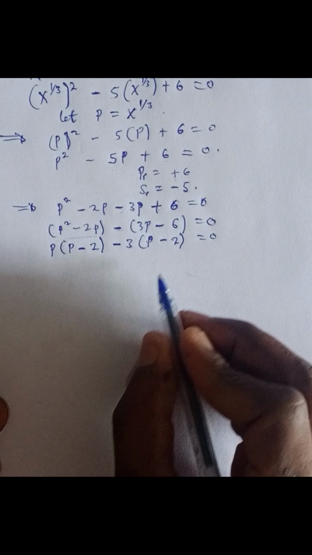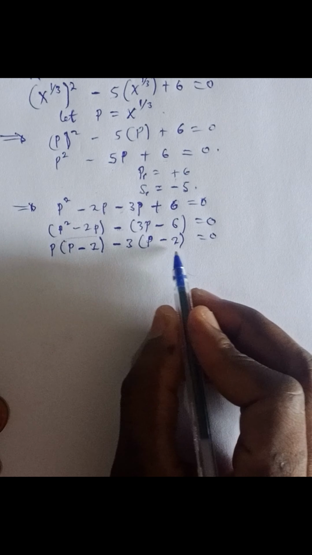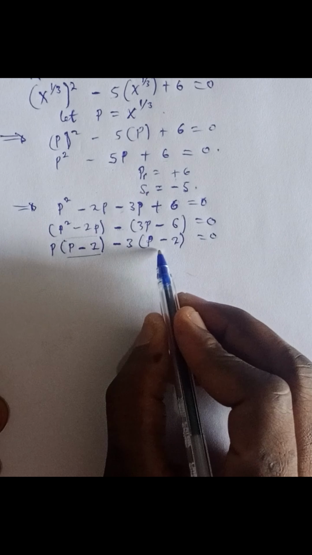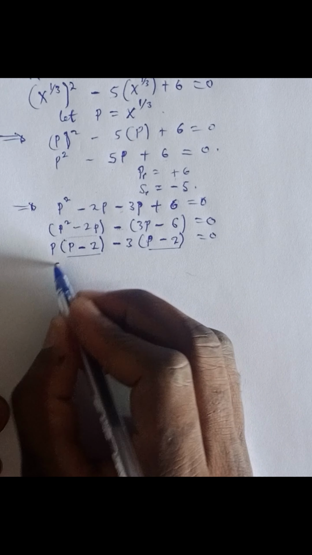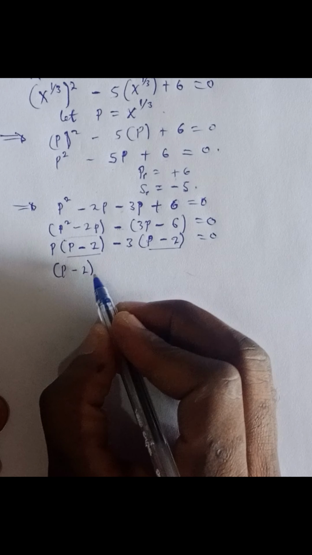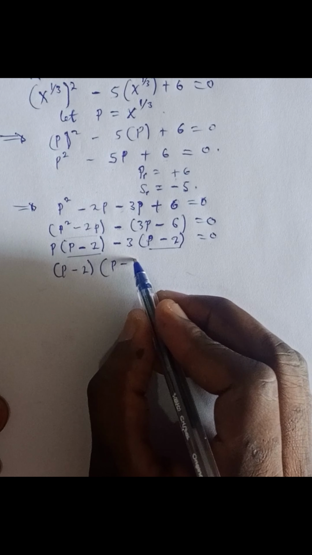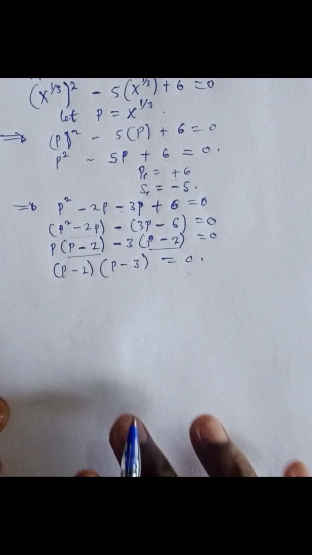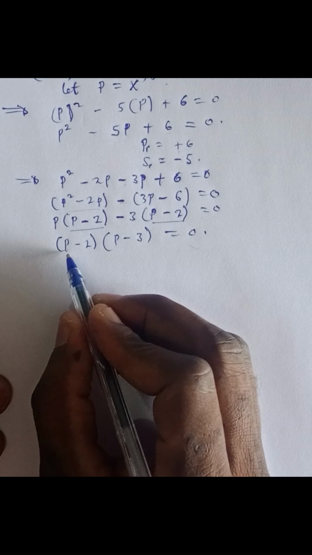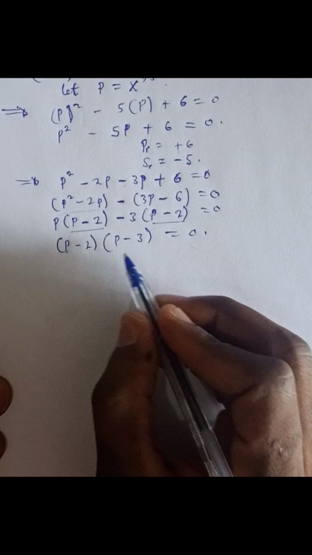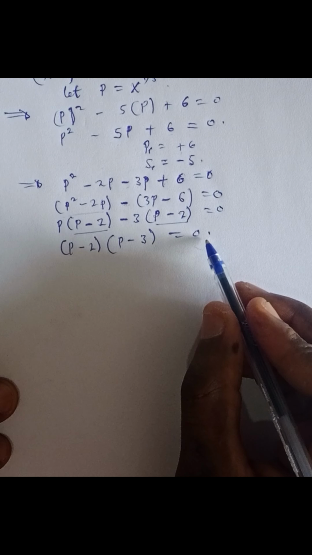Okay, now what next? If you look at this left hand side, you realize that this and this are the same, which means the common factor here is p minus 2, right? Let's factor it out again. P minus 2 in bracket, what remains is p minus 3, close bracket, equals 0. All right, so what are we going to do here? Our open bracket p minus 2, close bracket, open bracket again, p minus 3 is equal to 0, right?